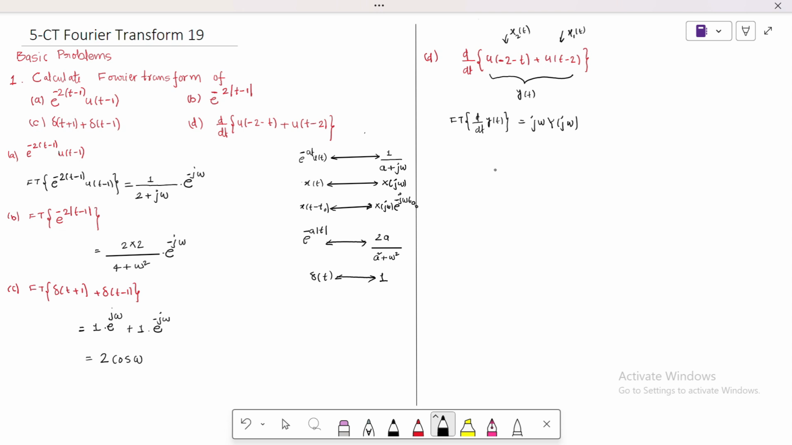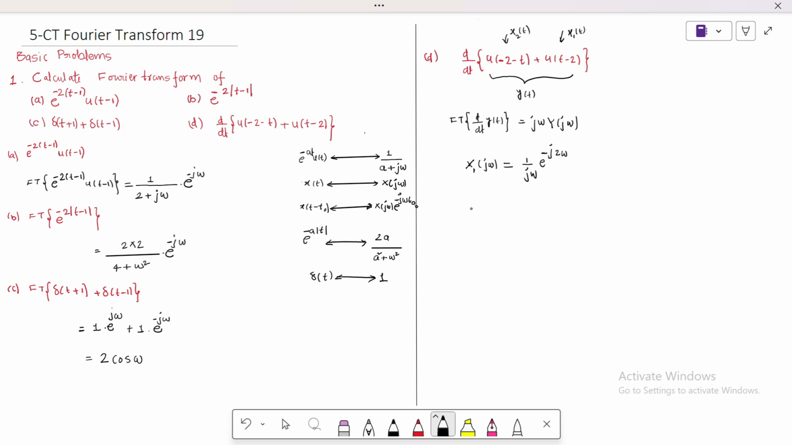So first, X1 of j omega is nothing but, this is u of t. First you should write u of t. The Fourier transform of u of t equals 1 by j omega, and delayed, so e power minus j into omega into 2. So for that here I am writing 2 omega. So this is the X1 of j omega.